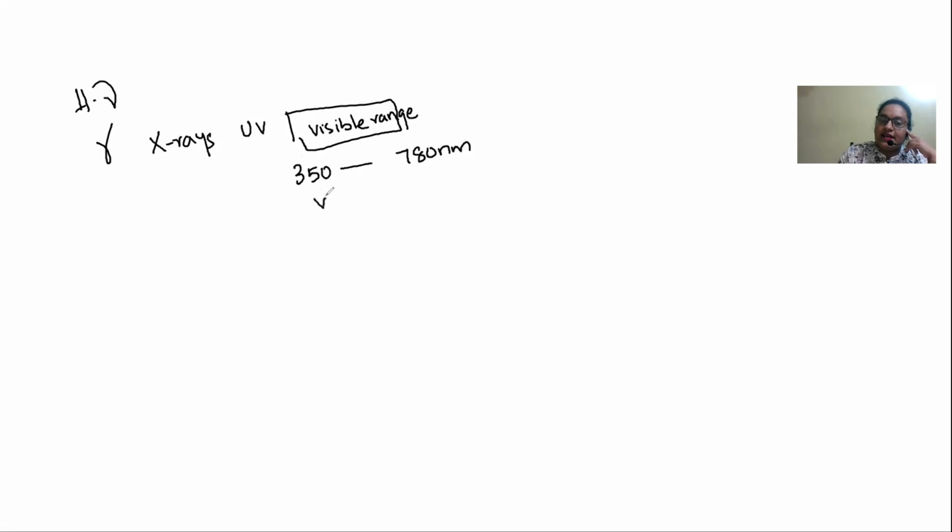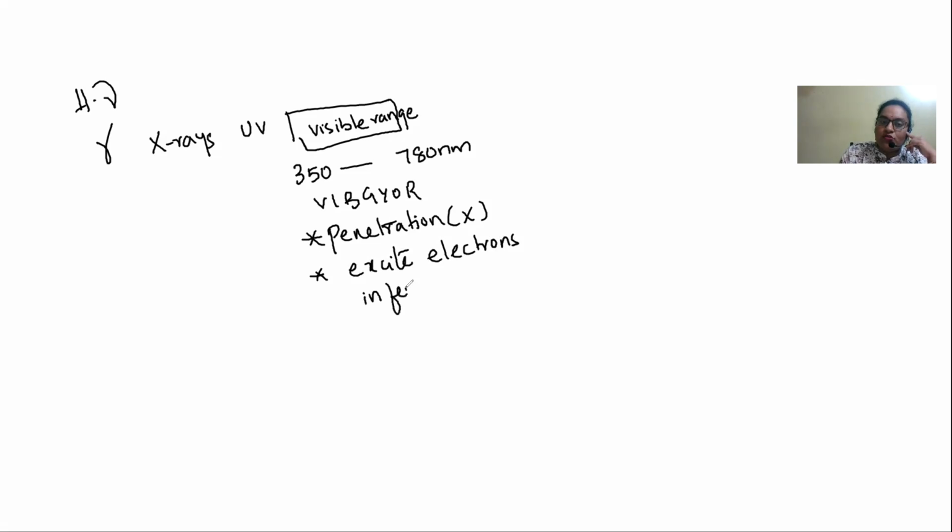And you can see that the VIBGYOR colors that you are able to see are from the visible range. Remember children, visible range does not at all penetrate through your body. So the penetration process here is not at all seen. But what they are going to do is they are going to actually excite the electrons in a few of the biomolecules.